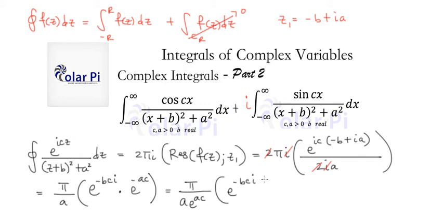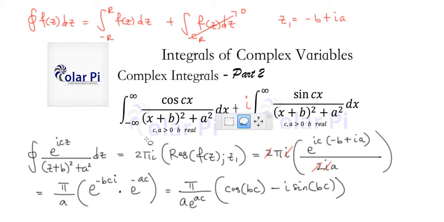But wait, we know how to interpret this. It's cosine of negative bc plus i times sine of negative bc. Okay, so you step back and say, hey, this is cosine of negative bc, but cosine is even, so we could just write cosine of bc. And then sine is odd, so instead of plus i times sine of negative bc, we could write minus i times sine of bc, and voila, we're almost there.